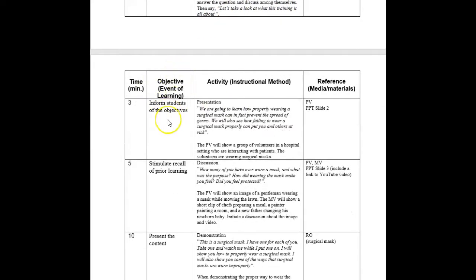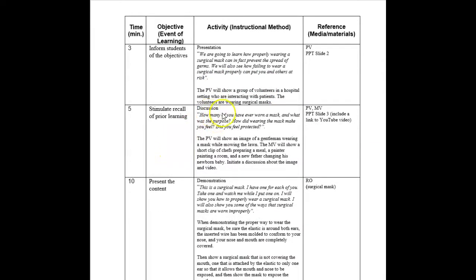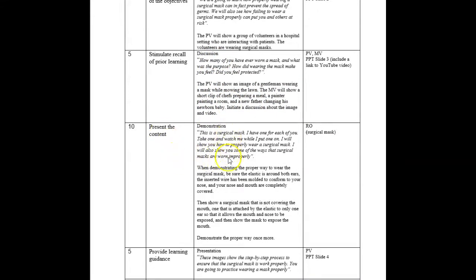So for the next event of learning, I already have here that it's going to be a presentation. In quotations and italics is what the instructor should say. And then it has a little directive about the projected visual. For the next event, the same thing. It says what the activity is, gives some verbiage on what the instructor should say, and then actually how the discussion should be handled. Same thing for this event.